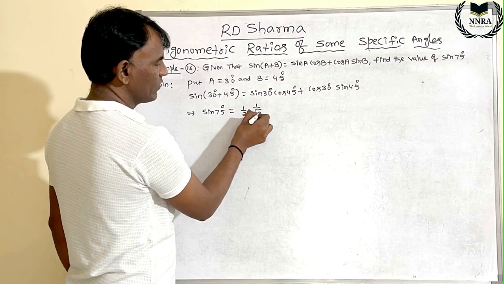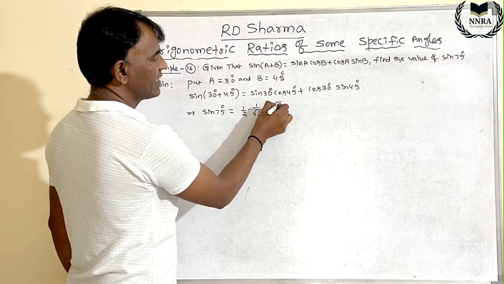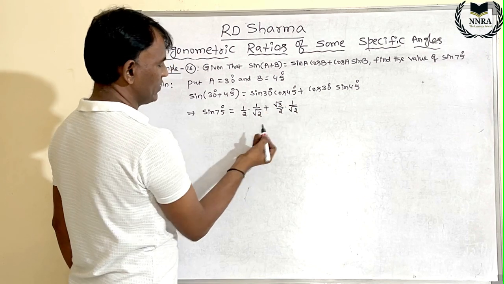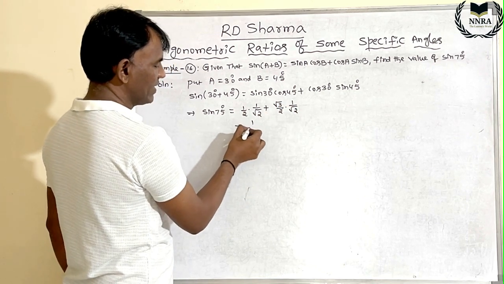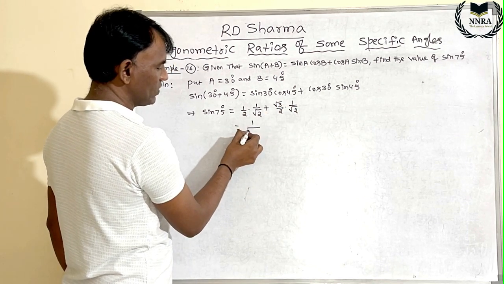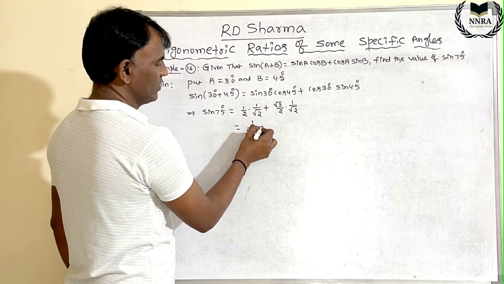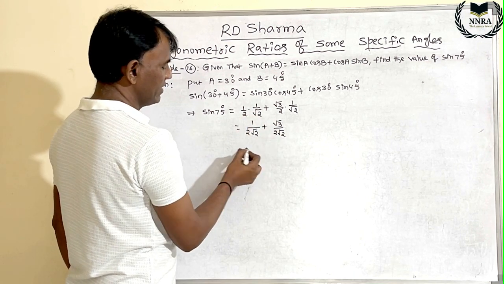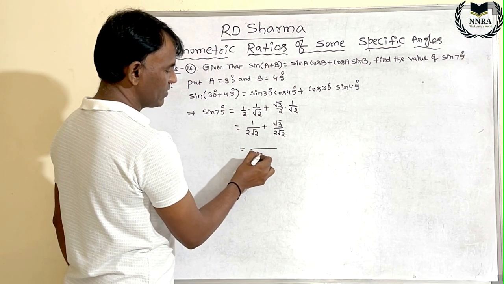Cos 45 is 1 by root 2. Cos 30 is root 3 by 2. Again sine 45 is 1 by root 2. Clear? 1 into 1 is 1. 2 into root 2 means 2 root 2, plus root 3 into 1 is root 3. Again the denominator is 2 root 2. Now the LCM is 2 root 2.